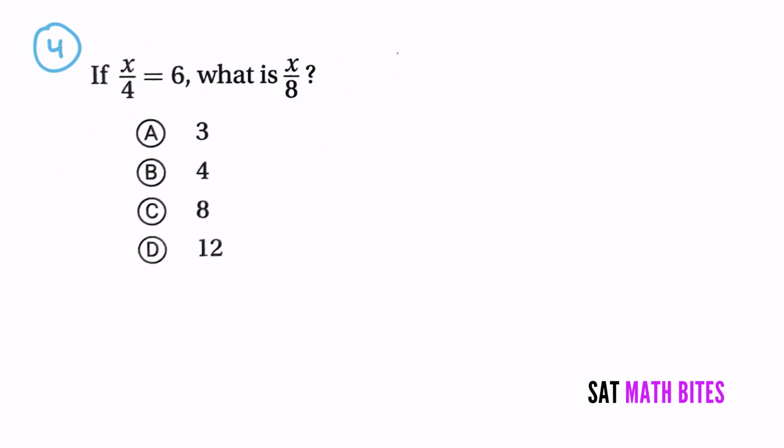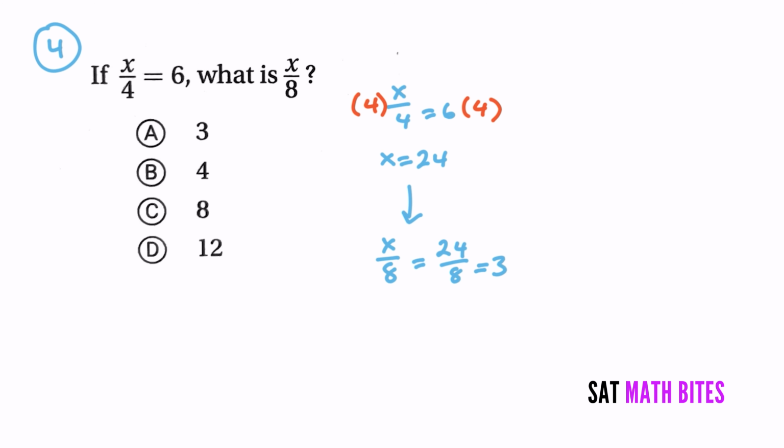Problem number 4, we have to solve for x and then substitute. So if we have x over 4 equals 6, we clear the denominator by multiplying both sides by 4, and then we would get x equals 24. Then we substitute into x over 8. x over 8 would then be 24 over 8, which would be 3. So the answer here would be A.